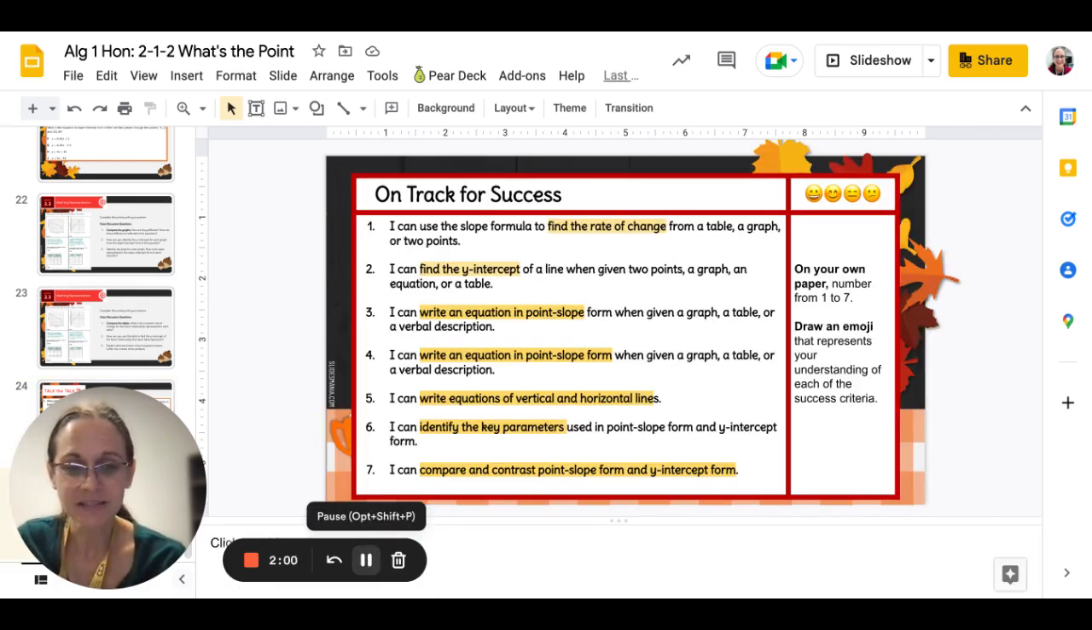Finally, at the end of the lesson, students evaluate their own learning by drawing emojis to measure their understanding of each of the success criteria that they've explored during these 2 days of instruction.